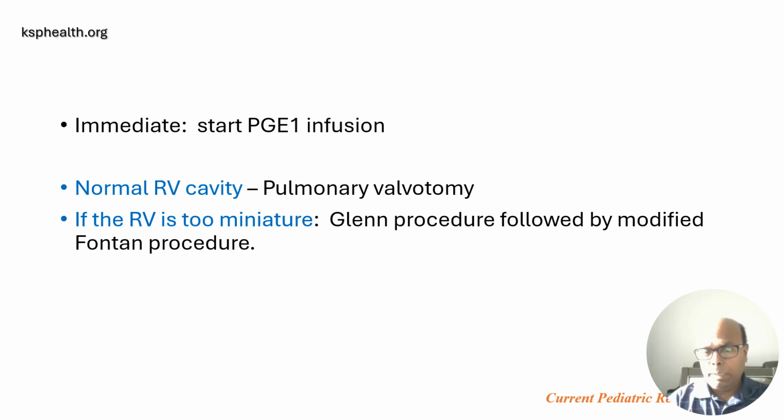Again, the treatment is immediate PGE1 infusion because patency of the ductus arteriosus is very important to feed the pulmonary circulation. If the right ventricle cavity is well formed, simple pulmonary valvotomy alone is enough. It opens up circulation to the lungs. If the right ventricle is too miniature, that means it's very underdeveloped, then a Glenn procedure followed by a modified Fontan procedure, like what we have done in hypoplastic left heart syndrome, will do for these patients too.